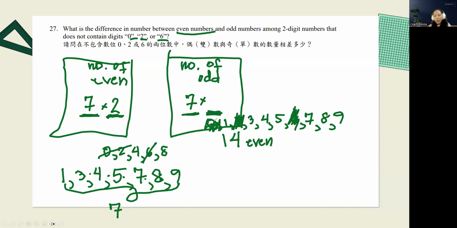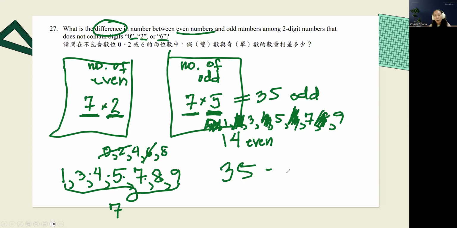Multiply it by the ones place. For it to be odd, you can only use odd numbers: 1, 3, 5, 7, and 9. So you can't use 4 and 8, and you only have 5 numbers. So 7 times 5 is 35 odd numbers. The question is the difference between 35 and 14. 35 minus 14 is 21. So that is how we get our answer for this one.